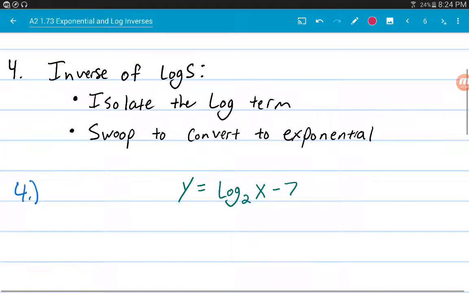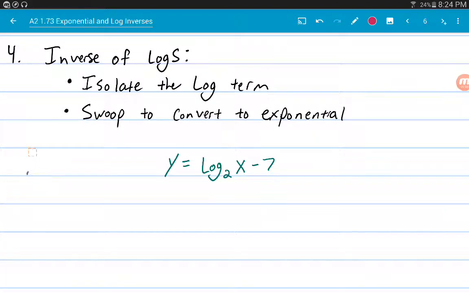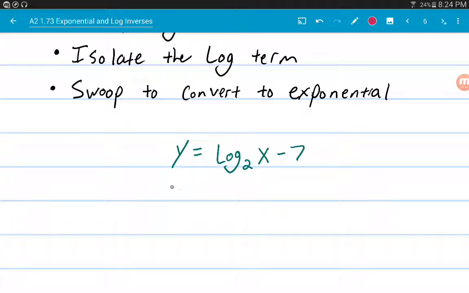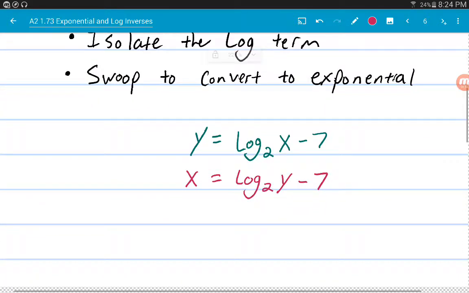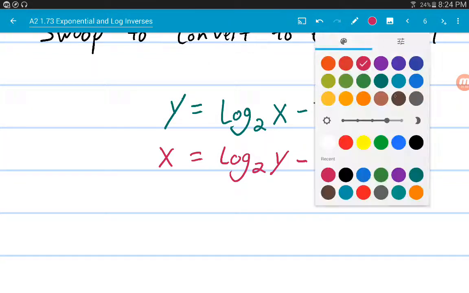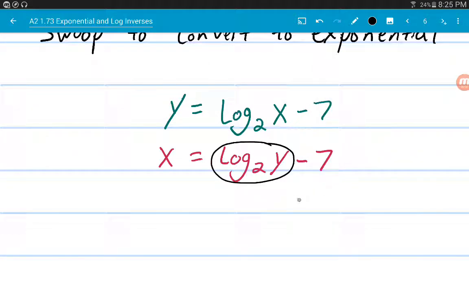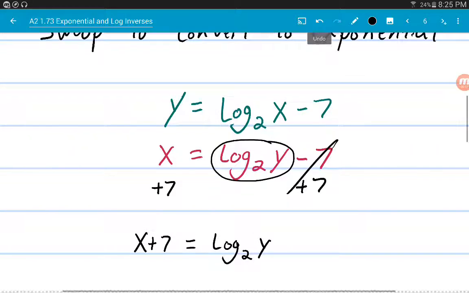So let's get started. For the example for number 4, I need to switch x and y. Well, x equals log base 2 of y minus 7. That was my step, switch x and y. Now that I've switched x and y, I need to isolate the log term. So I'm going to have to add 7 to both sides to get rid of that plus 7. Bye-bye to that plus 7. So now I get x plus 7 equals log base 2 of y.